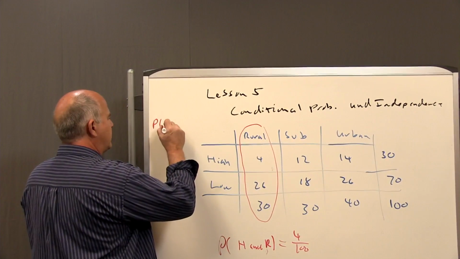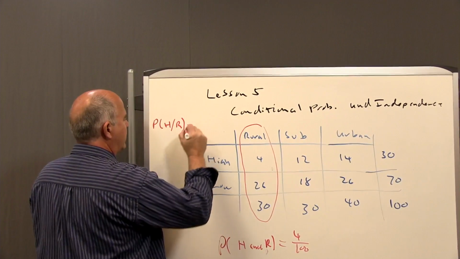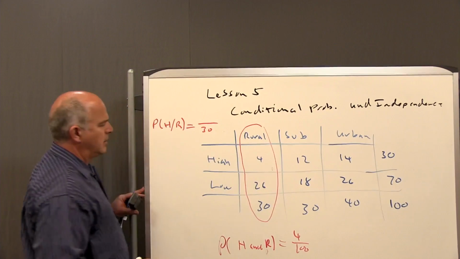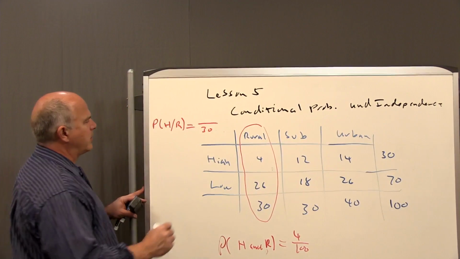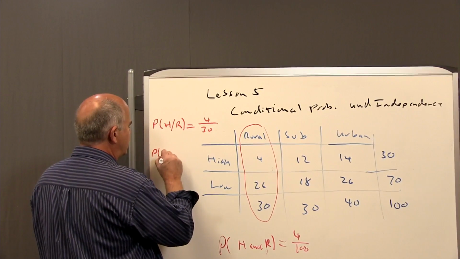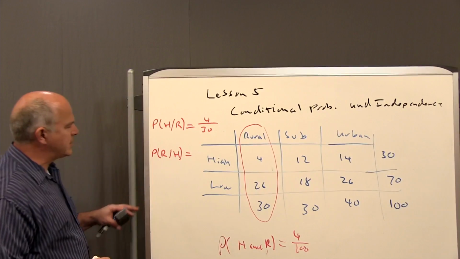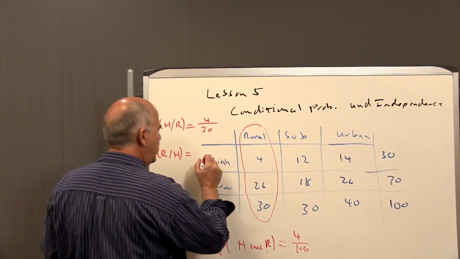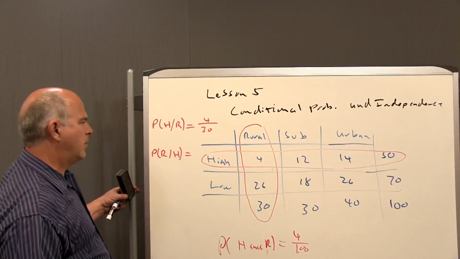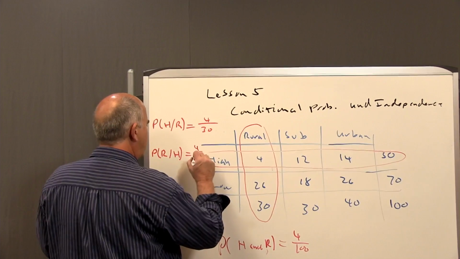What's the probability somebody's high income given that they're rural? So the denominator is 30, right? And the numerator in that case is 4. Or what's the probability somebody's rural given they're high income? The given sets your denominator, right? So that's this row right here. Oh, that one's also 4 out of 30. Shoot. Oh well, 4 out of 30.